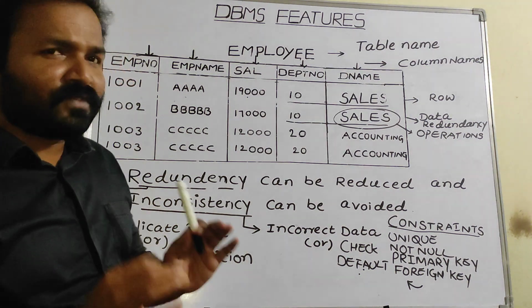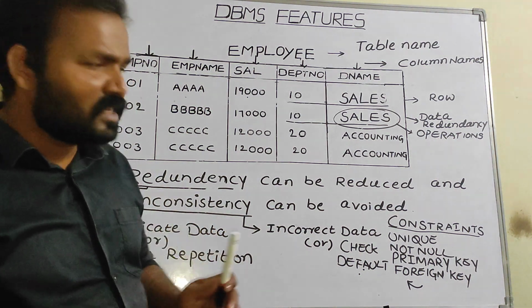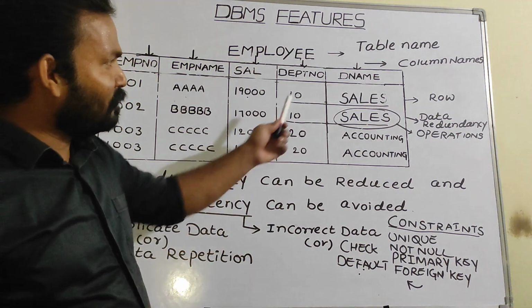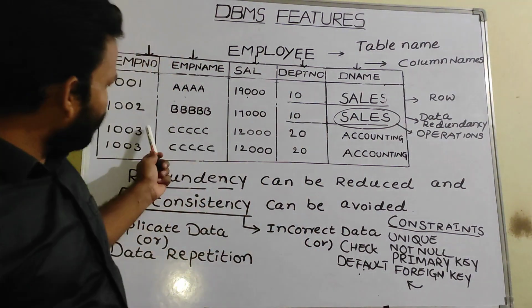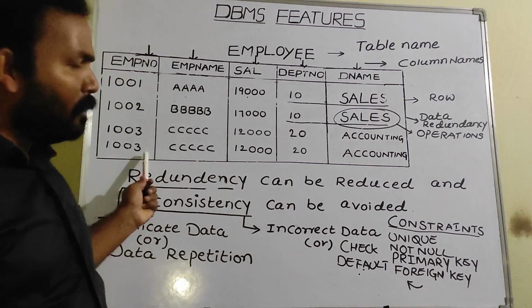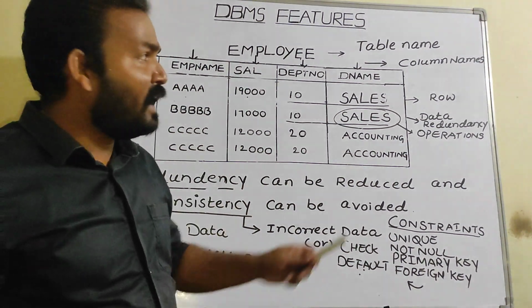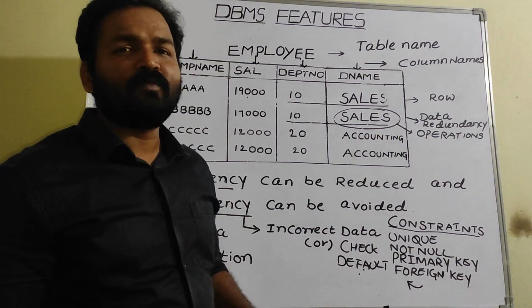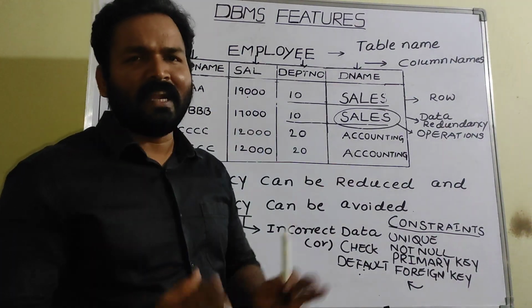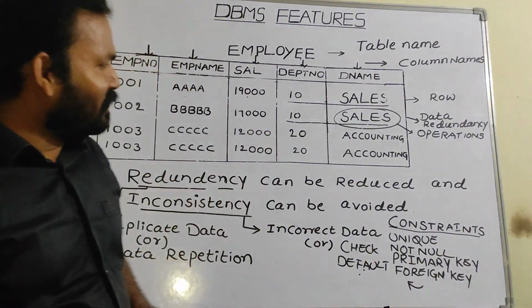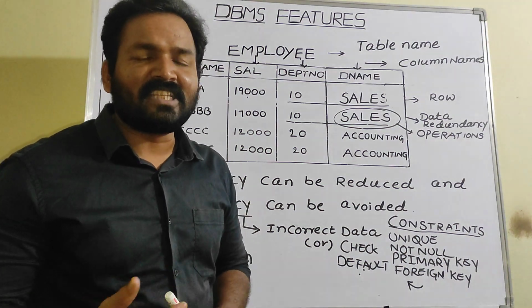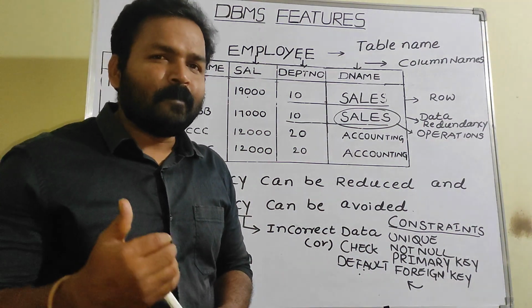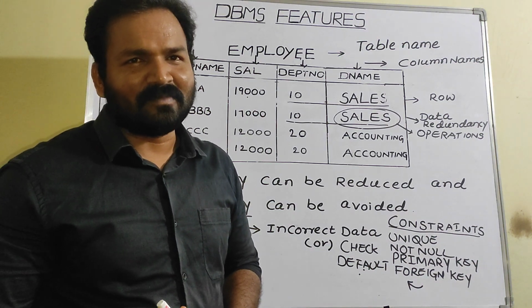So what is the first feature of DBMS? Redundancy can be reduced and inconsistency can be avoided. That's all for now. In the next session, we'll see the remaining features.